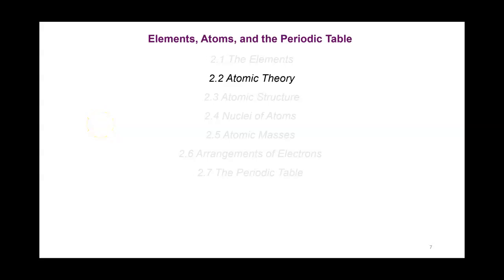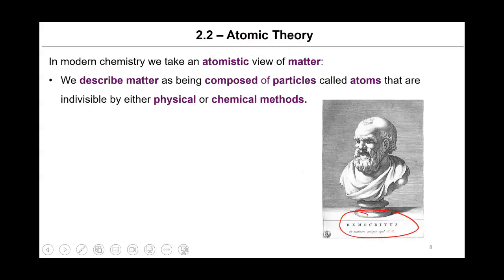In section 2.2, we look at the atomic theory of matter. In modern chemistry, we take an atomistic view of matter. That is, we describe matter as being composed of particles called atoms that are indivisible by either physical or chemical methods. This means we take a building block view of all of the objects in our universe.